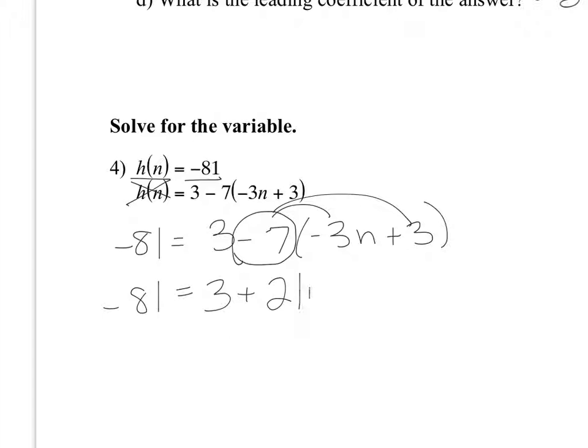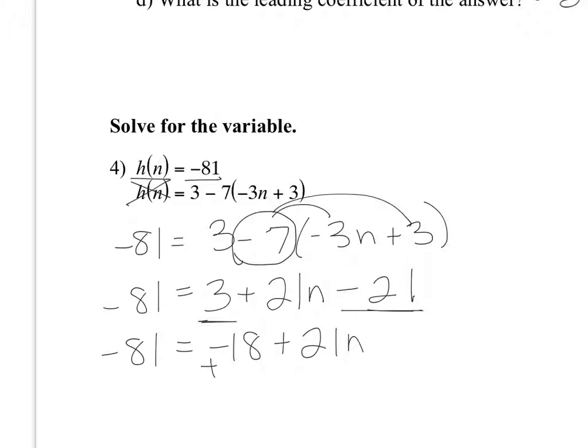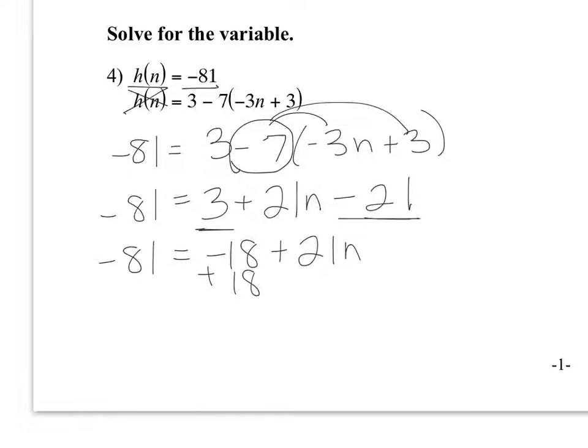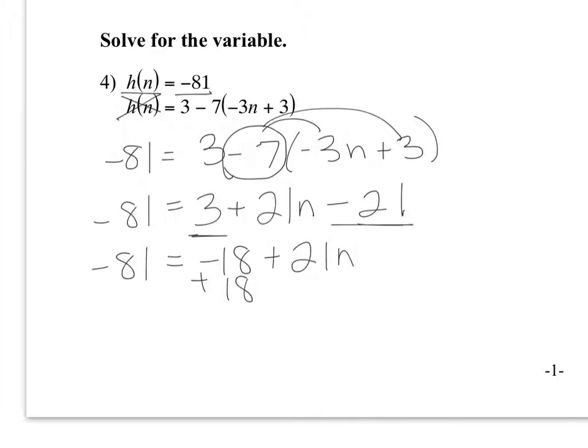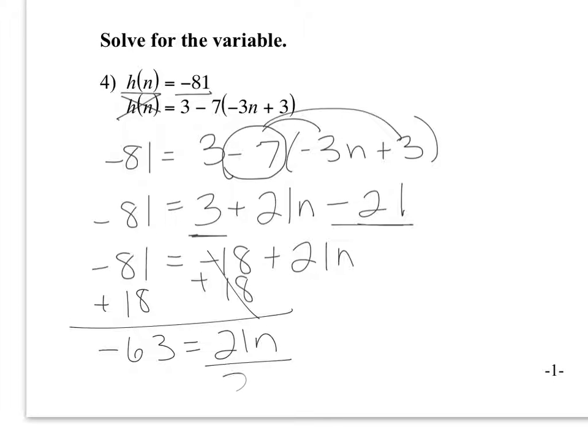So plus 21n minus 21. Okay, combine your like terms. This and this are like terms. So it would be -18 plus 21n, and then solve. So this is -63 equals 21n, divide by 21, and n is -3.